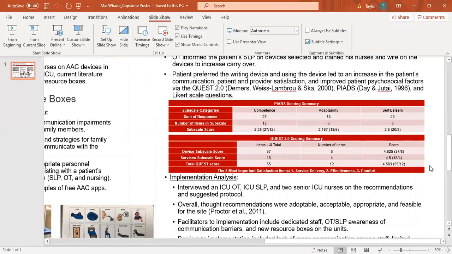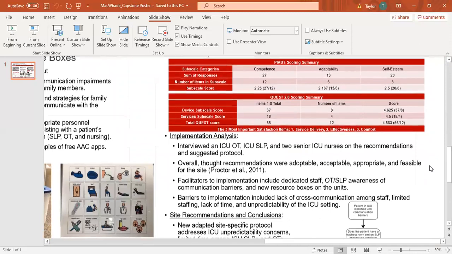It was found that the writing device via the whiteboard was preferred during his 48-hour follow-up session, and the outcomes showed he had an increase in his communication, an increase in his communication satisfaction, as well as the nurse's satisfaction, and it improved his psychosocial factors.